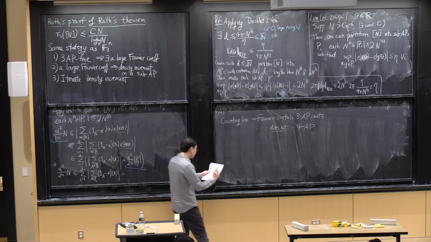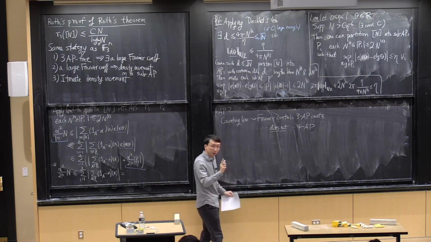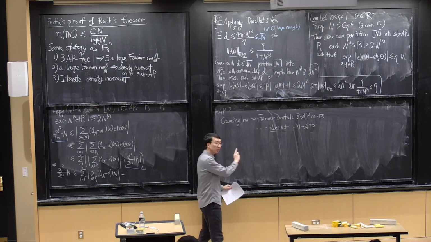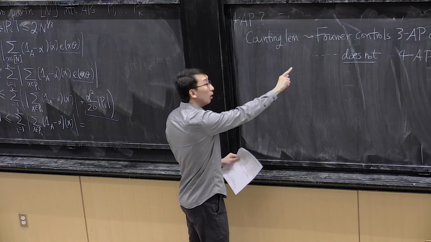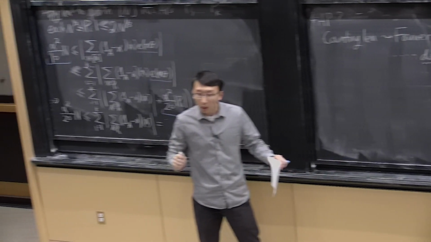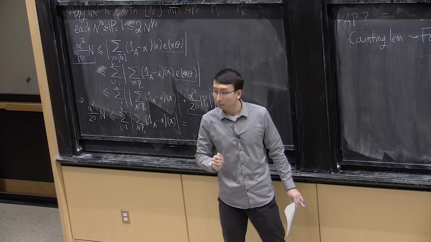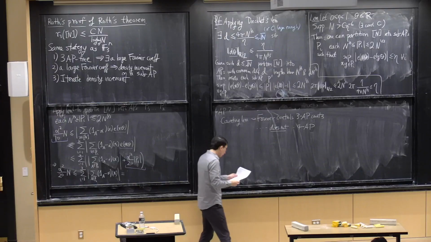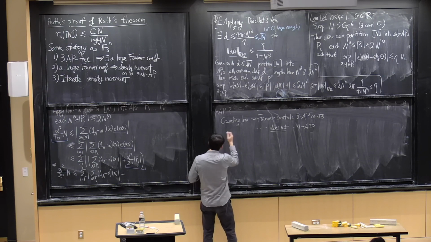Okay, so in fact, in the homework for this week, there's a specific example of a set where it has uniformly small Fourier coefficients, but has a wrong number of 4 APs. So the following, it is true. Okay, so it is true that you have Szemerédi's theorem.